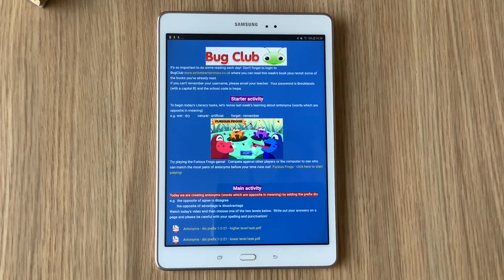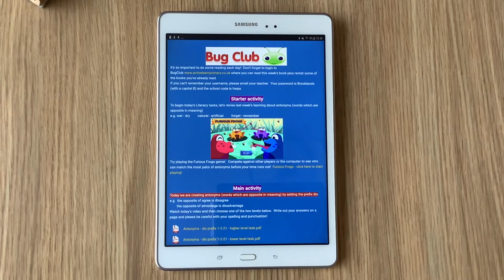Today I would love you to go onto the Bug Club website and do some reading. Reading every day is something that's really important, so why don't you go and find somewhere quiet at some point today and do some Bug Club reading. If you're having any difficulties with getting logged into Bug Club, send your teacher an email and we will be very happy to help.